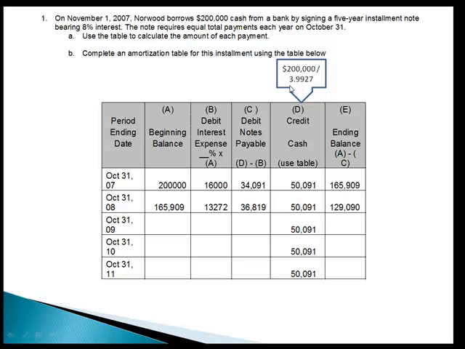So the note amount divided by the present value factor of an annuity gives you your cash payments. So you have to make 5 cash payments. And you can do this for a car loan or a mortgage payment. You just have to go through these steps.